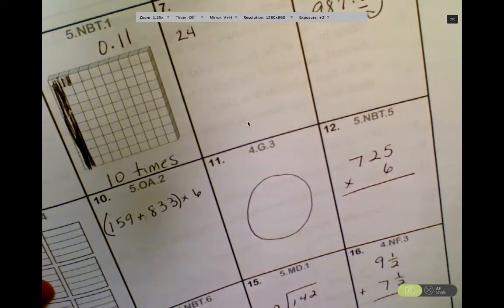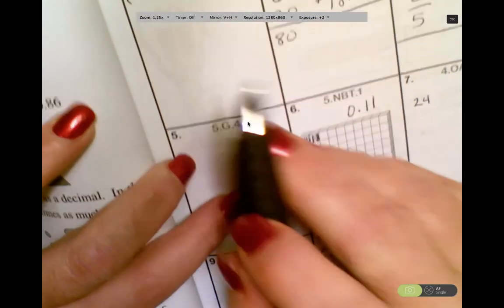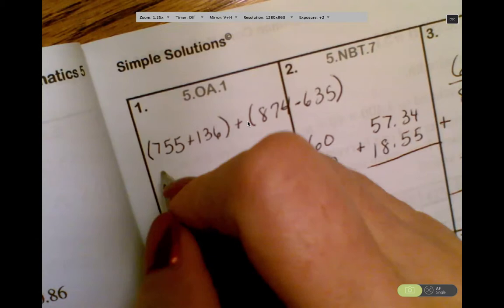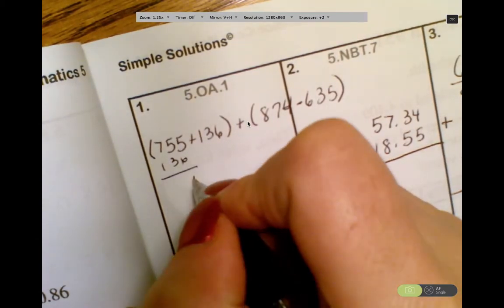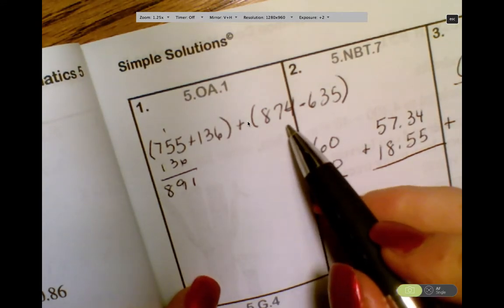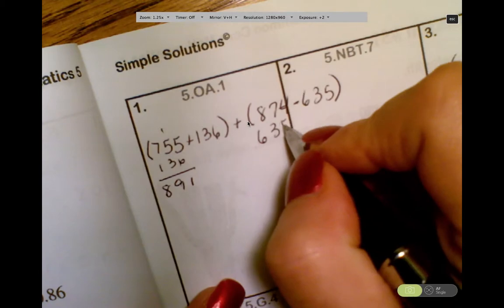All right, so the first problem we are solving for lesson 50 is number 1, and I have 755, and I need to add it to 136, and so I'm going to do that. That's 11, 9, 8. And then it says 874 minus 635. So I'm going to subtract 635.